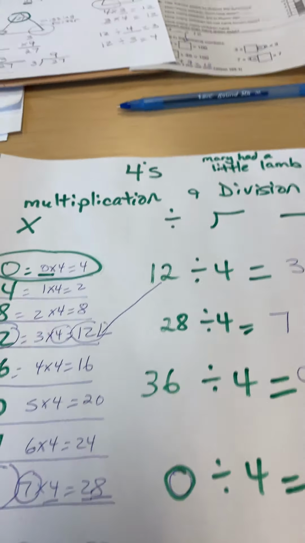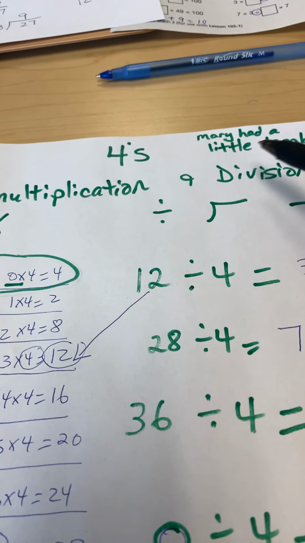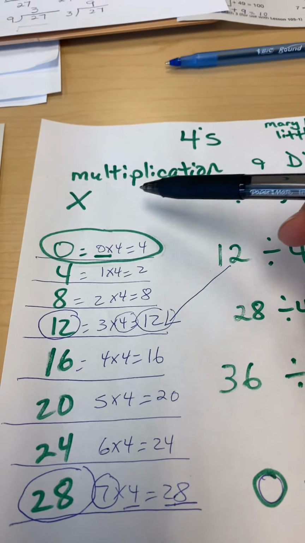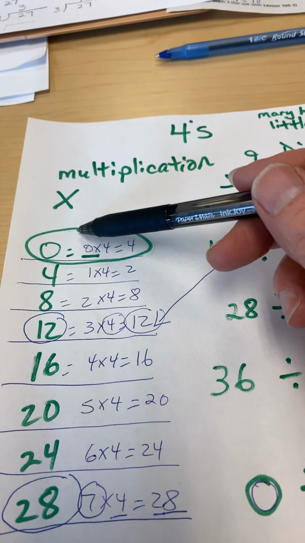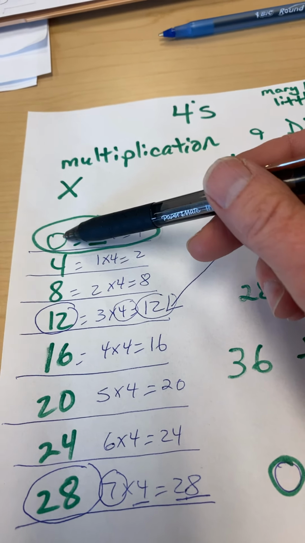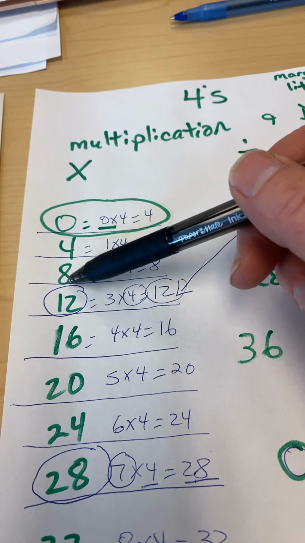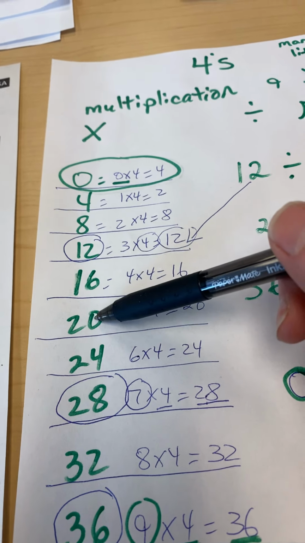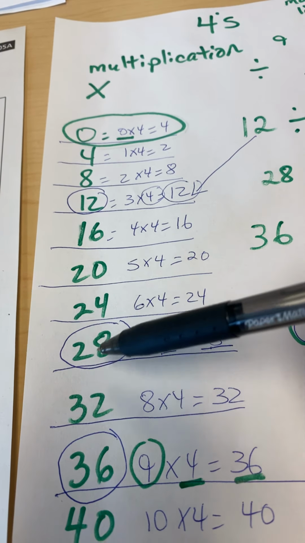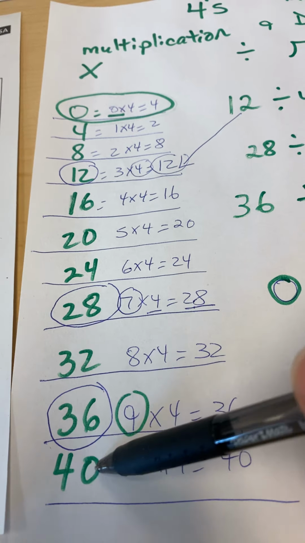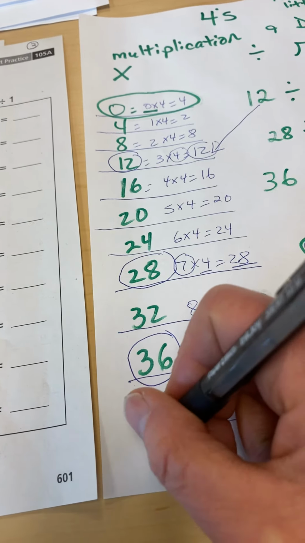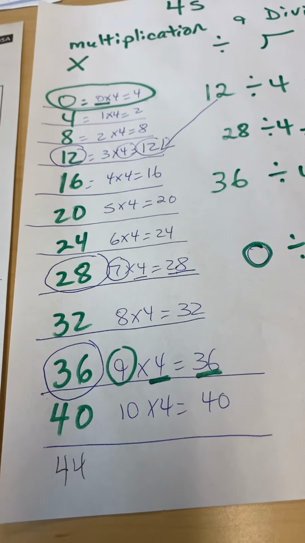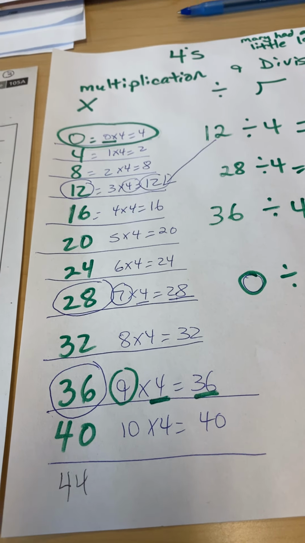Okay, this song, I have it, Mary Had a Little Lamb, and I've kind of had that the other day. So remember, Mary had a little lamb. Ready? Here we go. 0, 4, 8, and 12, 16, 20, 24, 28, 32, 36, 40. Then I should have 44. 44, that's the song of the 4's.